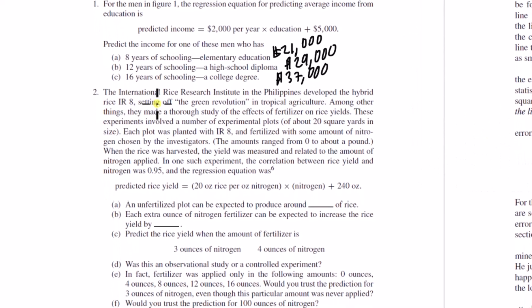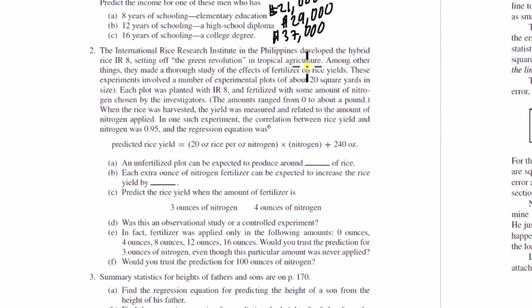The International Rice Research Institute in the Philippines developed the hybrid rice IR8, setting off the green revolution in tropical agriculture. Among other things, they made a thorough study of the effects of fertilizer on rice yields. These experiments involved a number of experimental plots of about 20 square yards in size. Each plot was planted with IR8 and fertilized with some amount of nitrogen chosen by the investigators. The amounts ranged from 0 to about a pound. When the rice was harvested, the yield was measured and related to the amount of nitrogen applied.